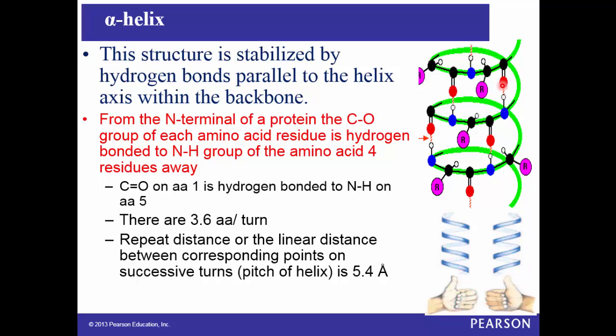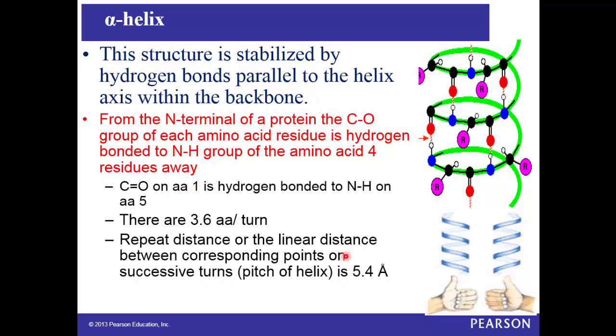Then oxygen with hydrogen here, amino acid number 1 with amino acid number 5: 1, 2, 3, 4, 5. There are 3.6 amino acid residues per turn. If we consider this a turn, and this a turn, we have 3.6 amino acid residues per turn, and this is the regular alpha helix.